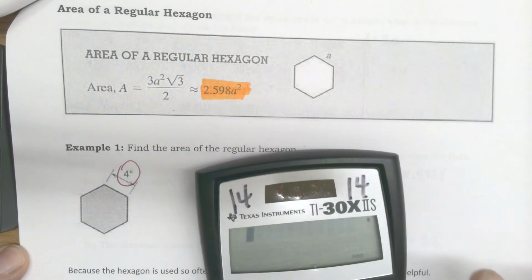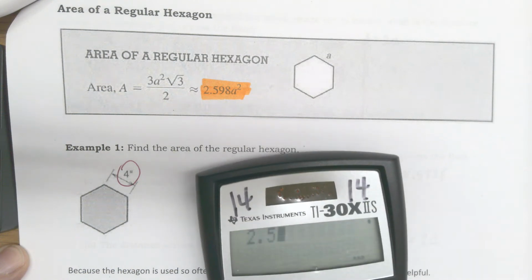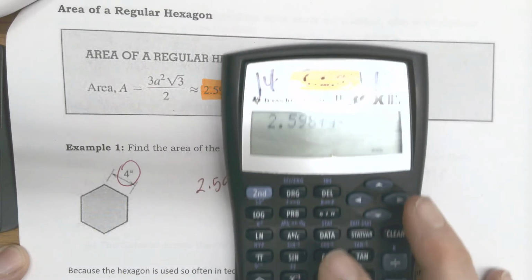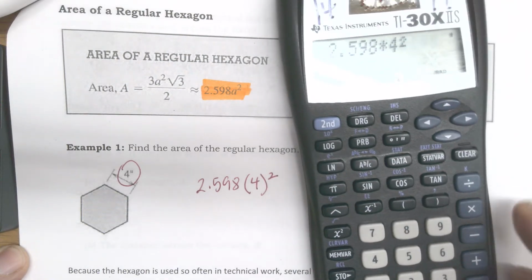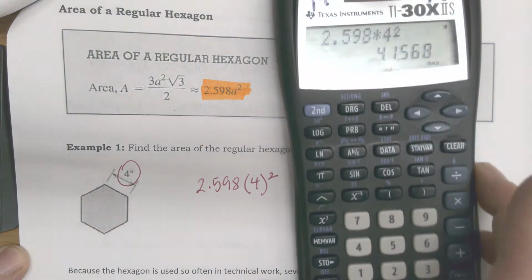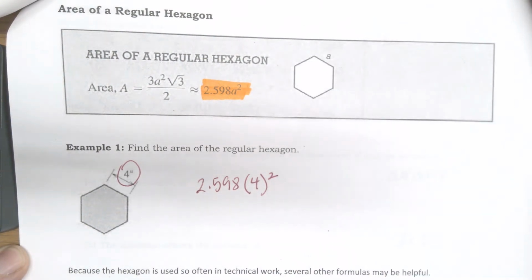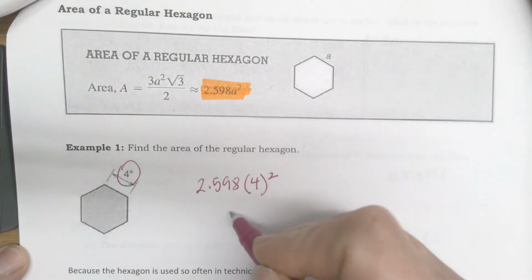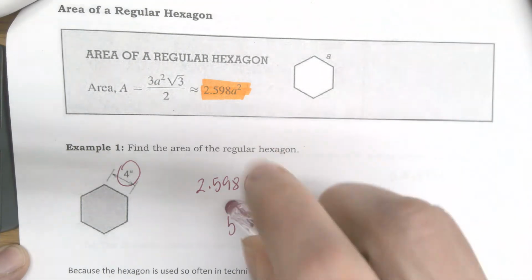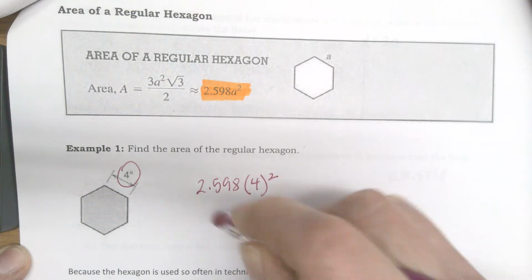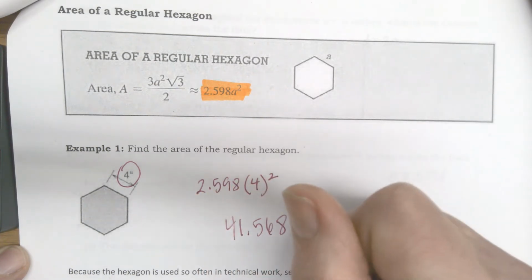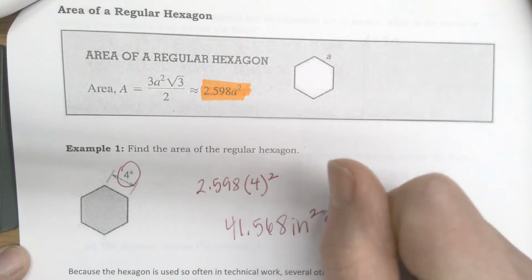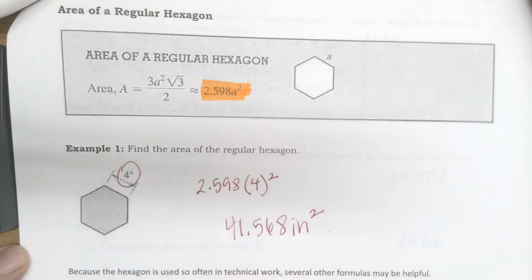So 2.598 times 4 squared. Squared key, I don't know, or you could do 4 times 4. I don't know what kind of calculator you're using, but so I got 41.568. So we do 41.568, and this is inches squared. That's what that little double thing means.